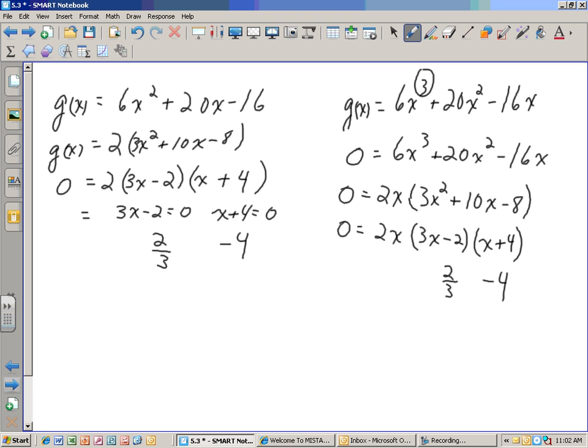But then we have this variable on the outside. And this could also equal 0. 2x could also equal 0. And if you divide it by 2, then x could equal 0. In this case, because it's a cube, this is a cubic function, it's an S-shaped curve. It's going to cross the x-axis at 0, at 2/3, and at -4. Okay?